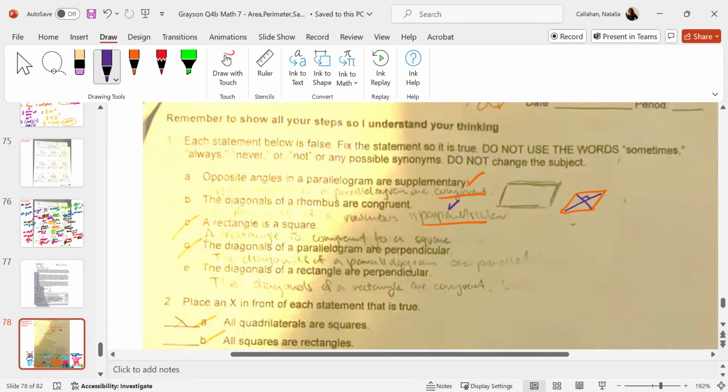A rectangle is a square. No, a rectangle cannot be a square because in order to be a square, you need to have four sides that are congruent. So what you need to say is not congruent to a square. You need to say a square is a rectangle. In order to become a rectangle, opposite sides are congruent. Well, opposite sides of a square are congruent. You just need to reverse it.